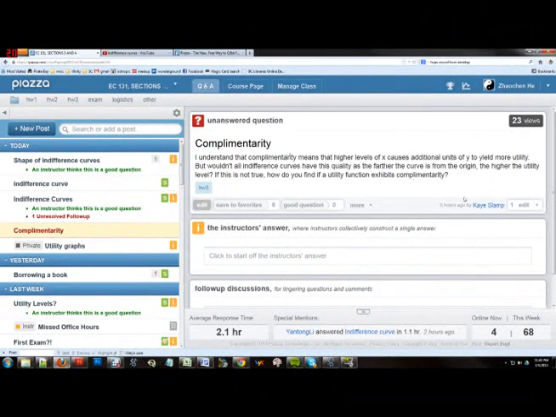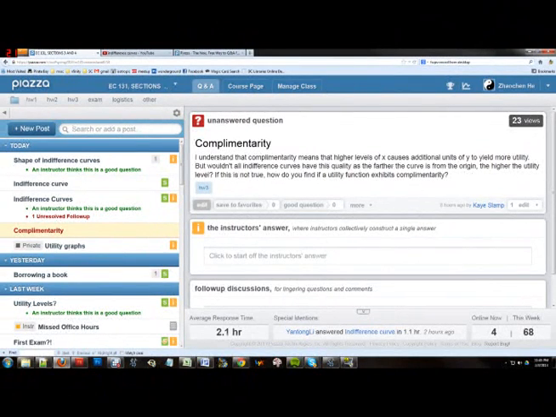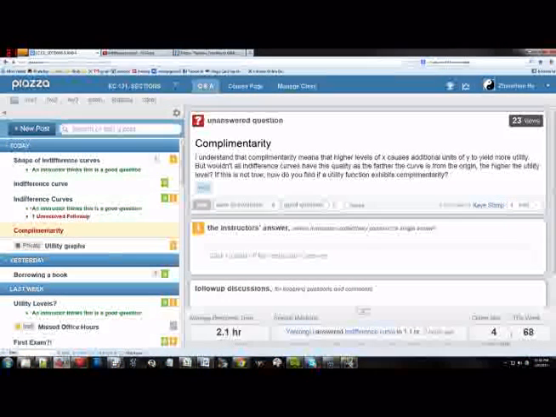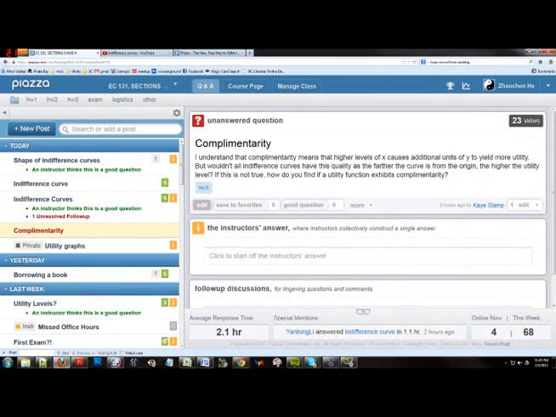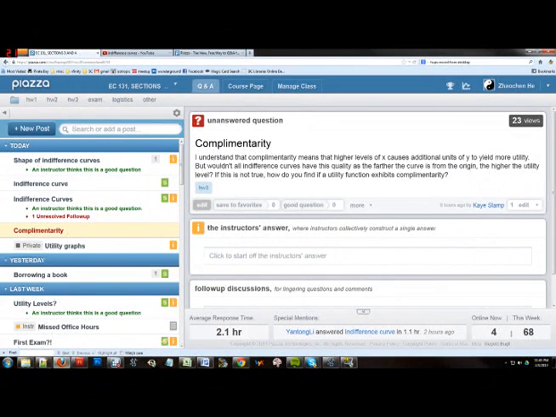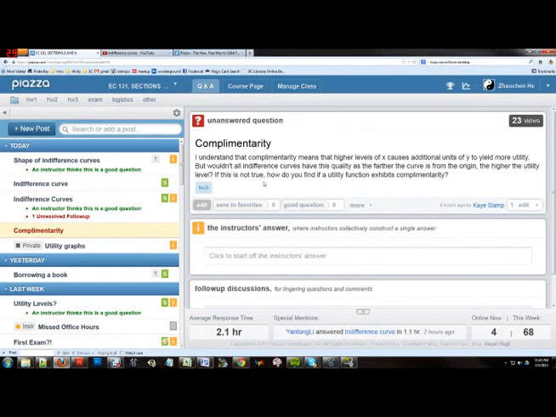So this question, Kaye asks, I understand that complementarity means that higher levels of X causes additional units of Y to yield more utility. But wouldn't all indifference curves have this quality, as the further the curve is from the origin, the higher the utility level? If this is not true, how do you find if a utility function exhibits complementarity? So this is a good question.